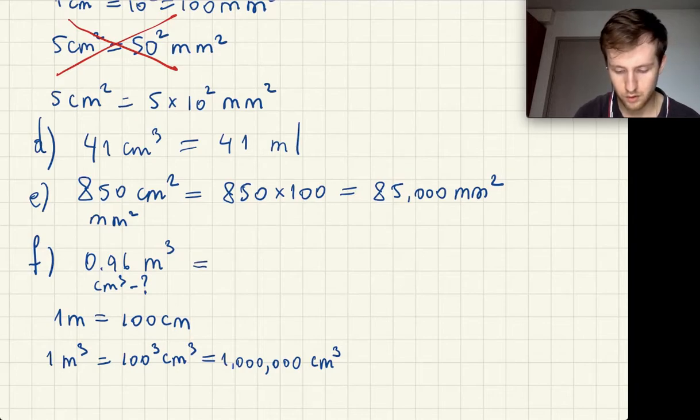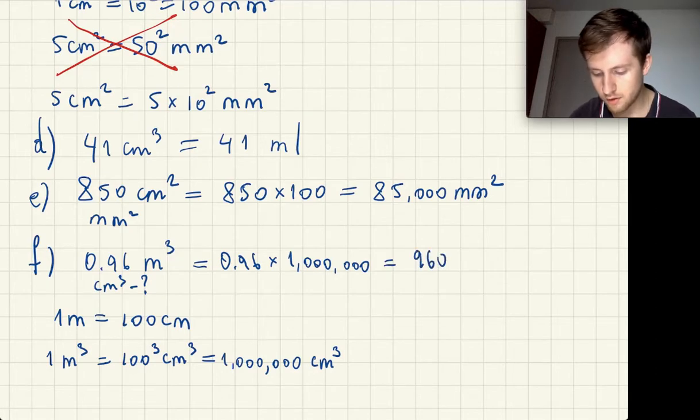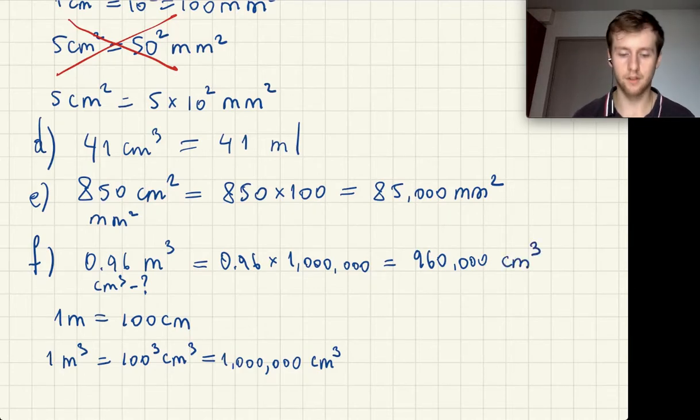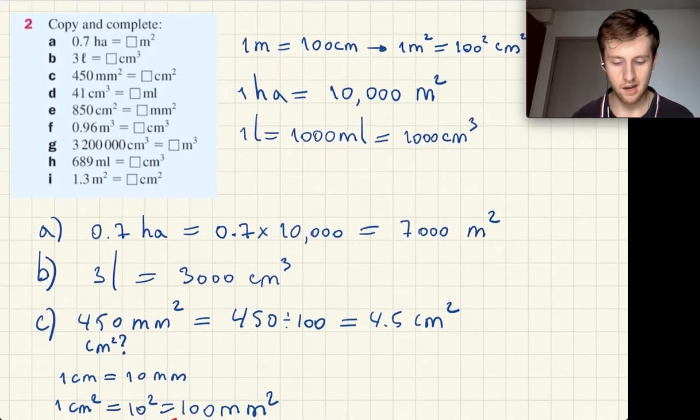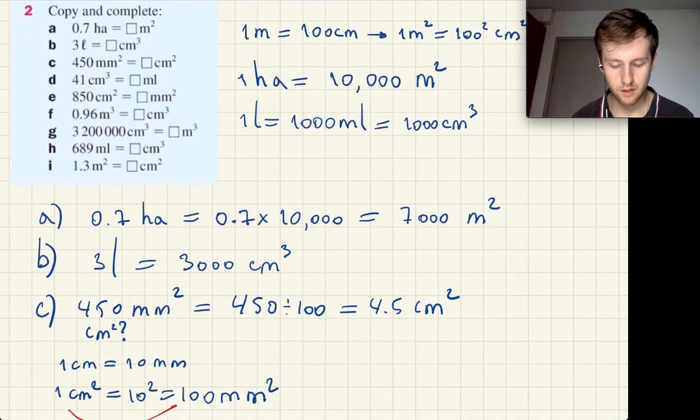So 0.96 would be equal to 0.96 times 1 million, which would be equal to 960,000 cubic centimeters. Like this. I'm not going to do another milliliter thing.